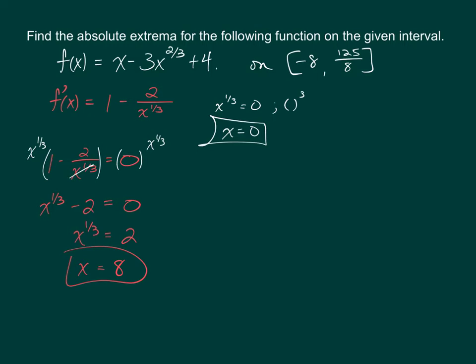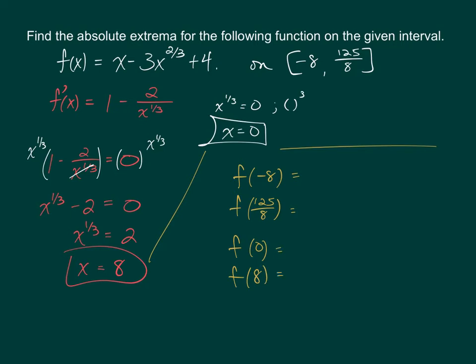So the last thing we need to do then is test all these values. So we just have to find some y values here. So we'll do f of -8 and f of 125 over 8, and these are the endpoints. And then we need f of 0 and f of 8, and these are the critical numbers. And again, when you substitute all these numbers back into the original function, you'll get f of -8 equals -16, f of 125 over 8 equals 7 over 8, f of 0 is 4, and f of 8 is 0.